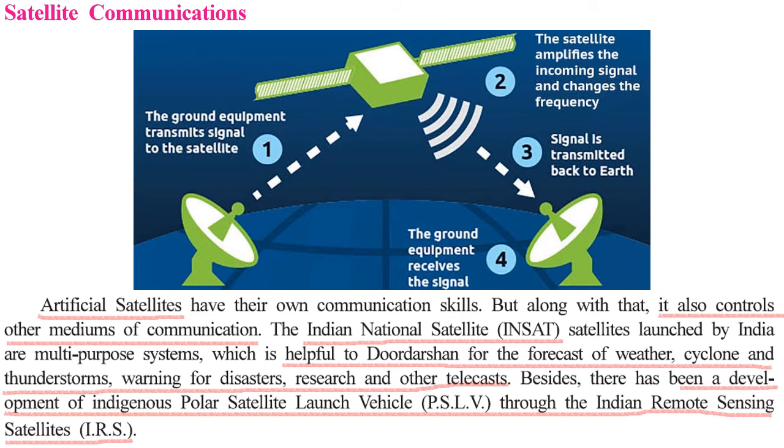The Indian National Satellite, in short INSAT, satellites launched by India are multi-purpose systems which are helpful to Doordarshan for the forecast of weather, cyclone, thunderstorms, warning for disasters, research and other telecasts. Besides, there has been a development of the indigenous polar satellite launch vehicle, in short PSLV, through the Indian Remote Sensing satellites, that is IRS. So remember these short forms, they are very important for study purposes.